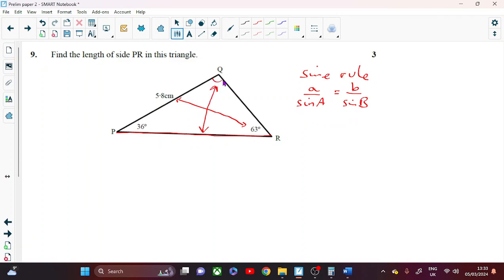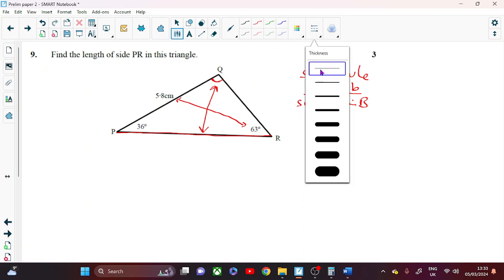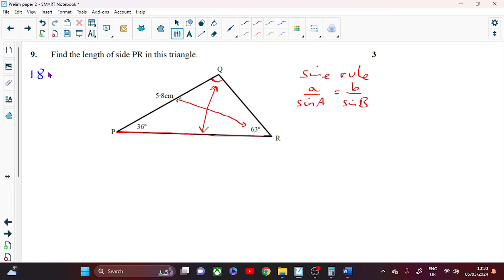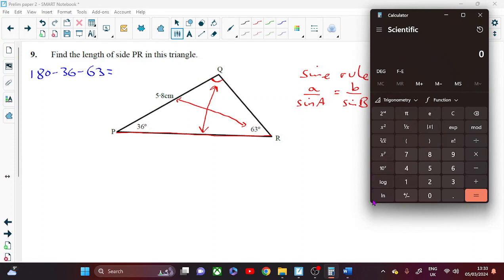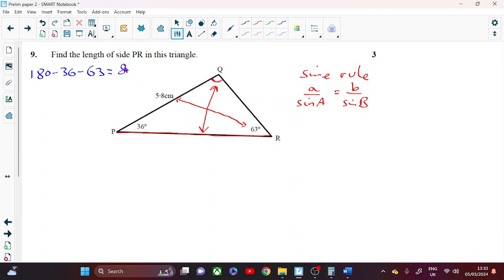And we need this angle here at Q before we can start. So we know three angles in a triangle add up to 180. So let's deal with that first. 180 minus 36 and minus 63 will give us the angle at Q. Calculator paper, don't need to tax your brain, you can use the calculator. Minus 63 and 36 is 81.